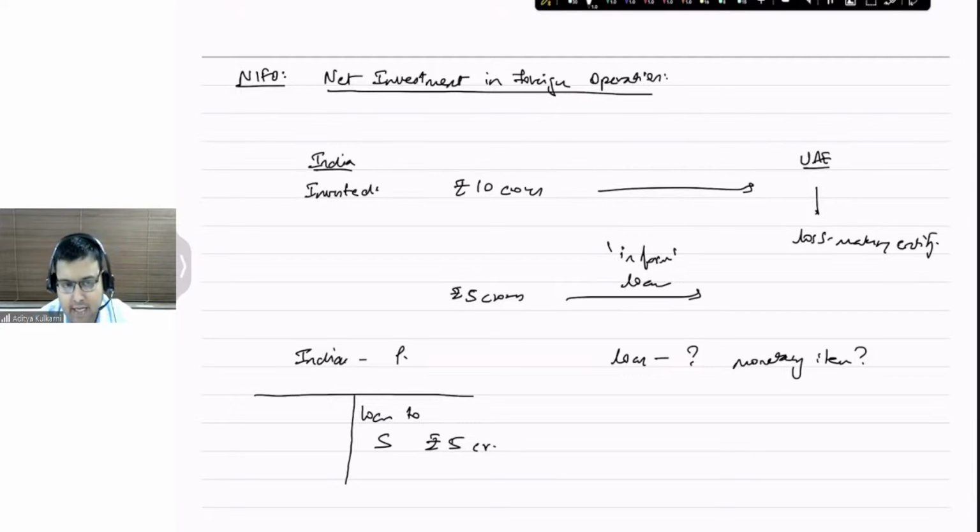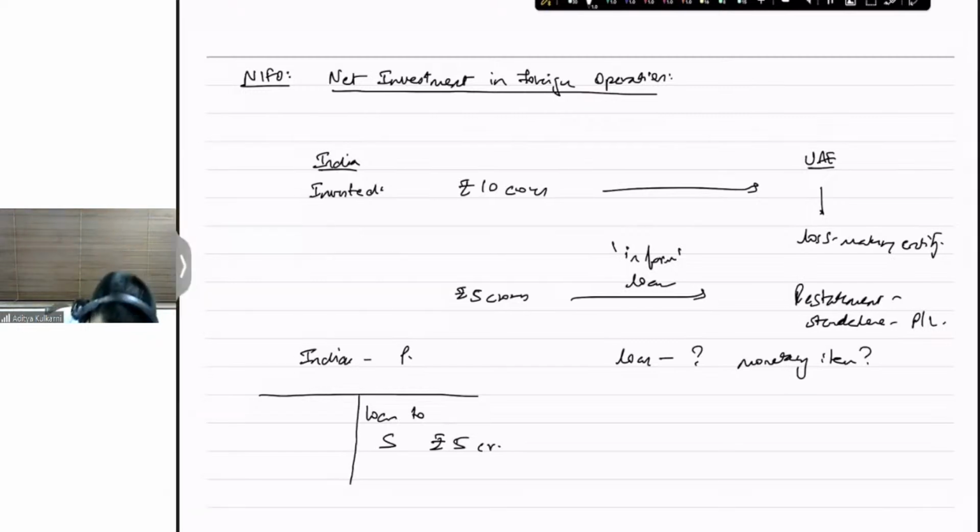So who will do the restatement? India has given the loan in rupees. So UAE will do the restatement. Where will this restatement go? This restatement will go to the profit and loss account in the standalone books. Okay. So restatement, standalone, where will it go? It will go to the P&L.